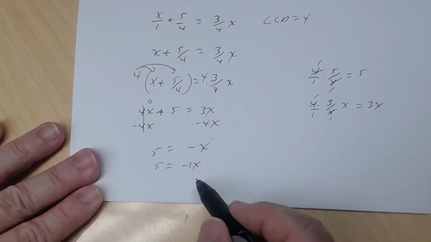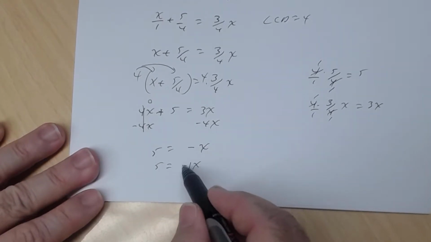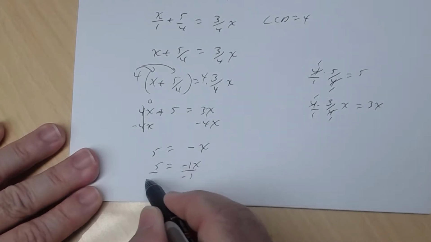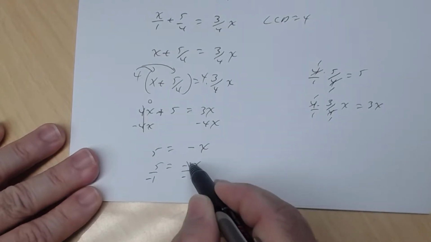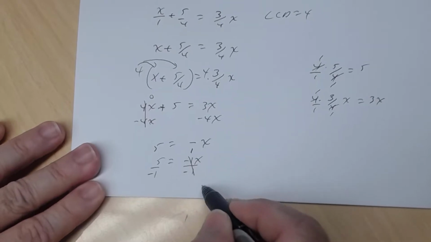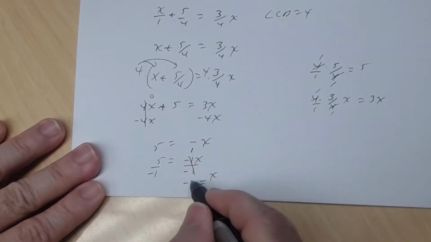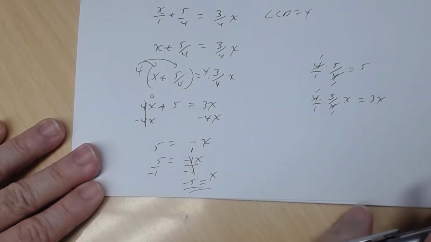And then to get the variable x by itself, remember you want a coefficient of a positive 1 here, not a negative 1. So I'm going to divide both sides by negative 1. Negative 1 divided by negative 1 is 1. 1 times x is x, equals. And then 5 divided by negative 1 is a negative 5. So there's your solution.